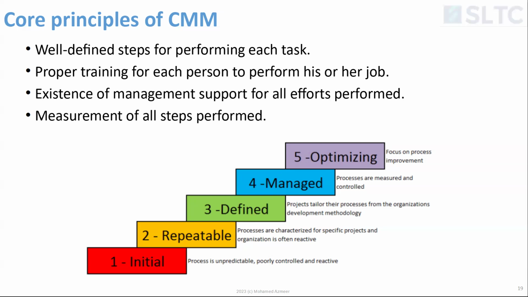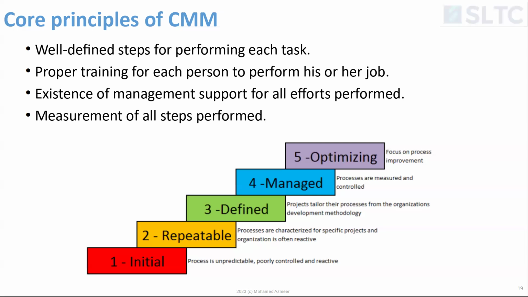And from there, when you come to level 3, the defined level, projects tailor their processes from the organization's development methodology. Now that's a big difference here, right? So in level 2, every project has their own way of doing things. Whereas in level 3, the organization has a way of doing things and every project must follow the organization's way of doing it. Right?